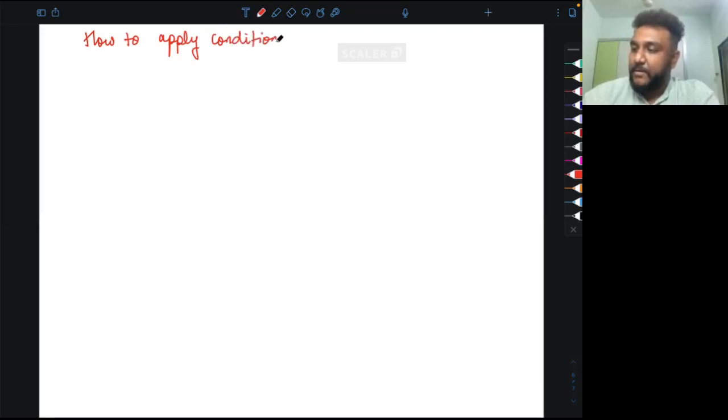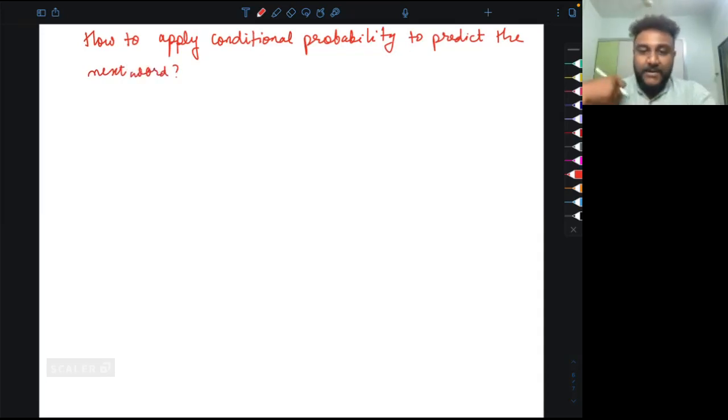The first thing I want to start with is how to apply the conditional probability concept to predict the next word. Now I want to ask you guys, I'm already telling you that the answer is conditional probability. How can I now use this conditional probability to predict the next word?